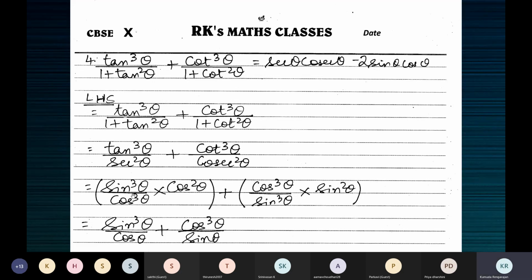Tan cube theta is sin cube theta by cos cube theta. Secant square theta is in the denominator, so write it in the numerator as its reciprocal ratio, cos square theta. Plus cot cube theta is cos cube theta by sin cube theta, since cot is cos by sin. Cosecant square theta is in the denominator, so write it in the numerator as its reciprocal, sin square theta. Why are we doing this? Because we can cancel. We have cos square theta here, cos cube theta, sin square theta, sin cube theta. You can simplify for that reason.